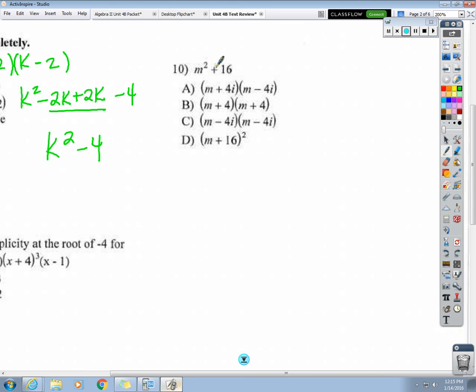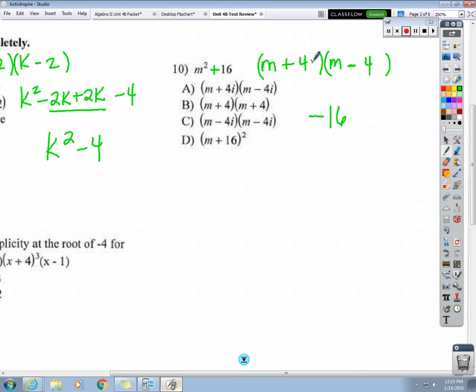Is the middle there, or is it canceled out? So what do you know about your signs? They have to be opposite. Otherwise, the middle wouldn't be missing. Now, to get m squared, what do we have to have in each one? M times m. To get 16, what do we have to have? 4 times 4. Okay, but then we have a problem. Because look, 4 times negative 4 is negative 16. But we're wanting it to be positive.